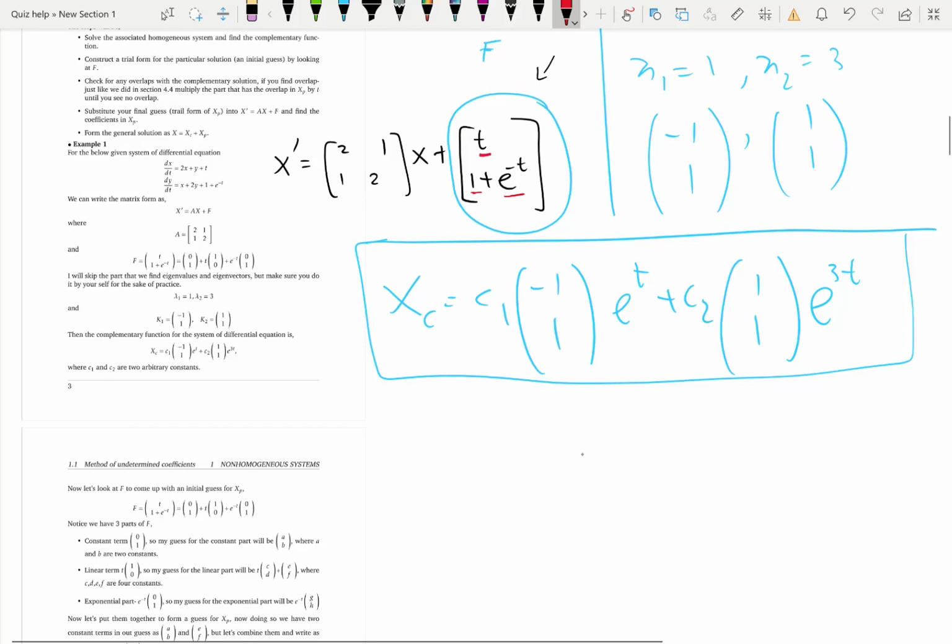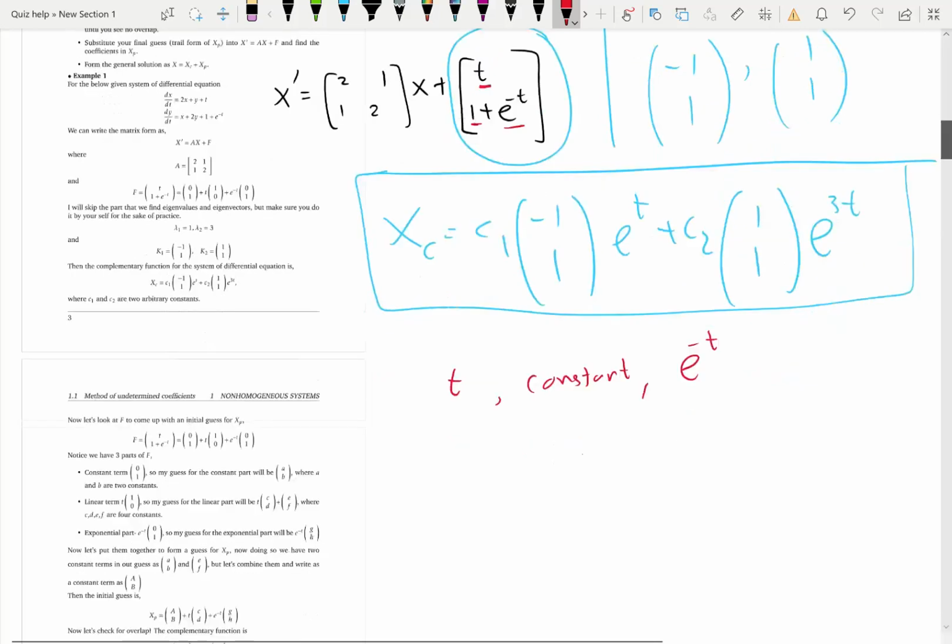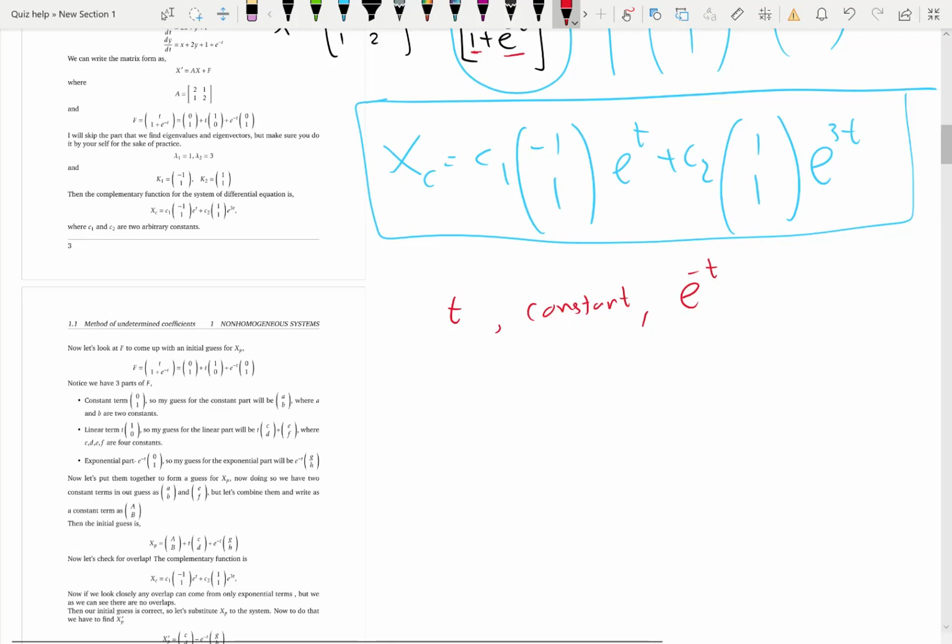Now look here. T and constant, they have a connection because t is a linear term, right? So it's like x. So it's like ax plus b. So you have a t term, and you have a constant term, and you have an exponential term. So you have to write a vector accounting for each of these parts.